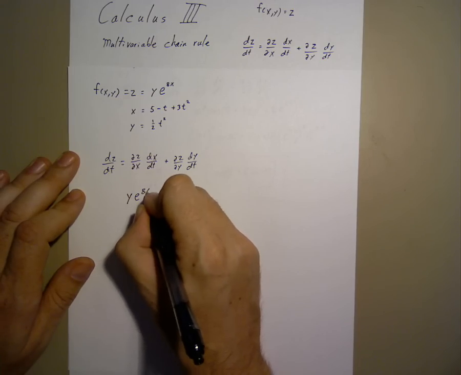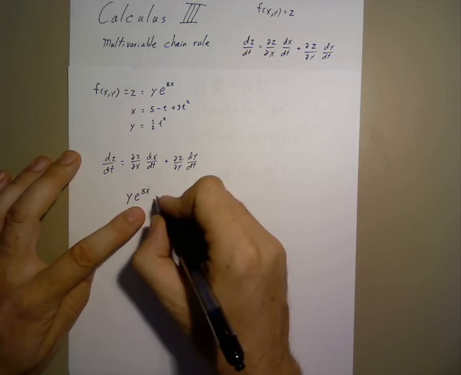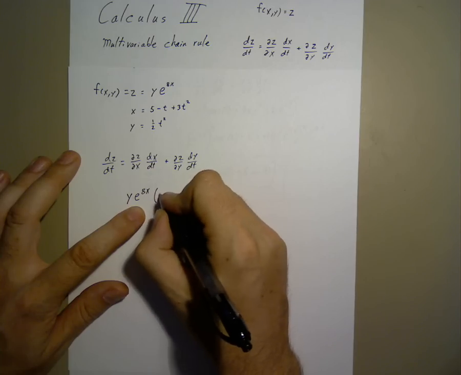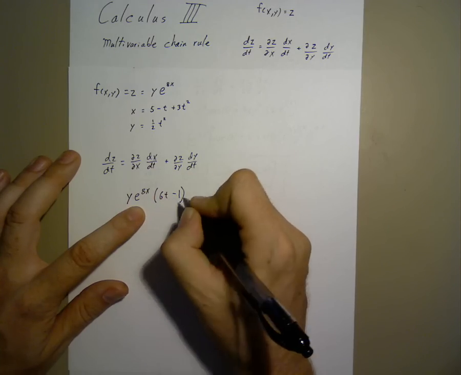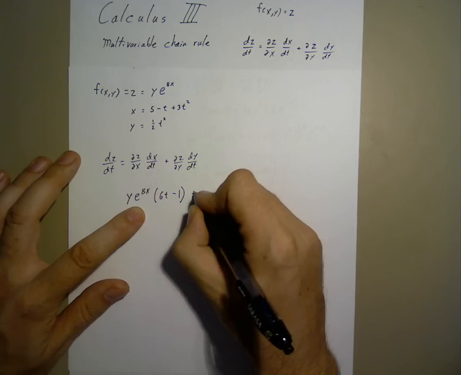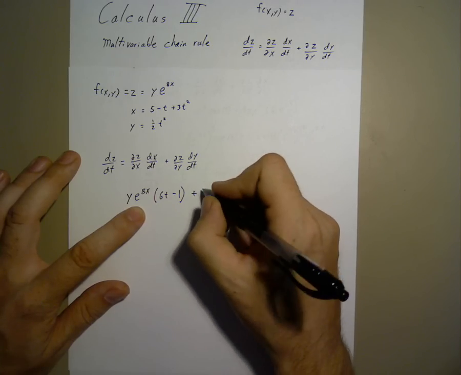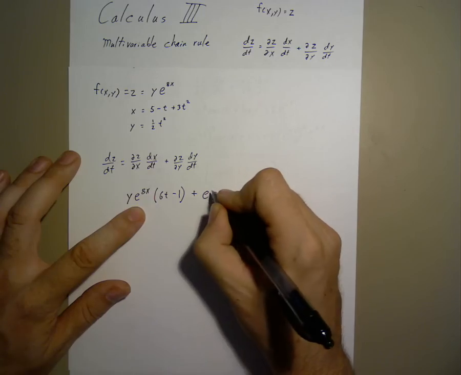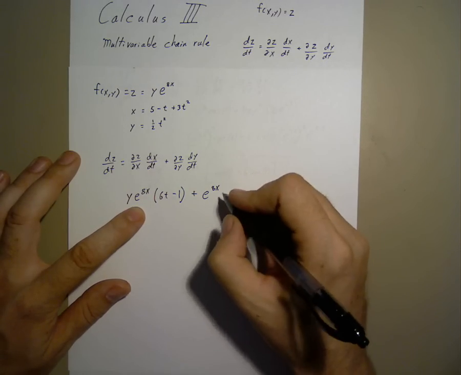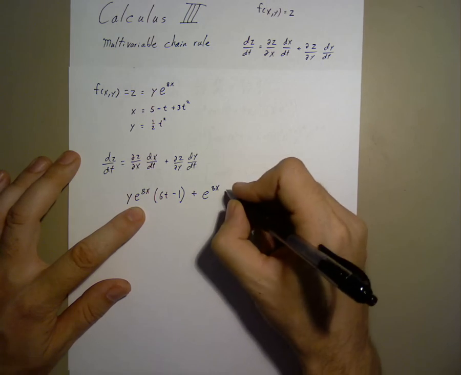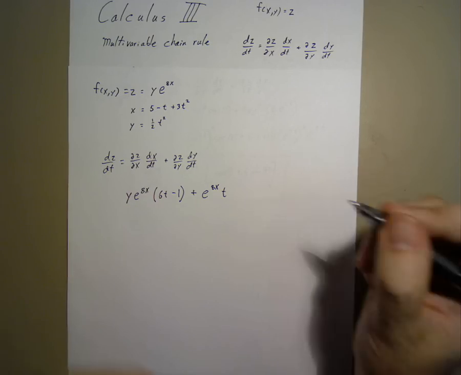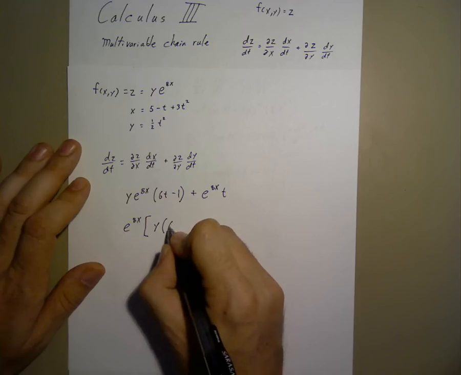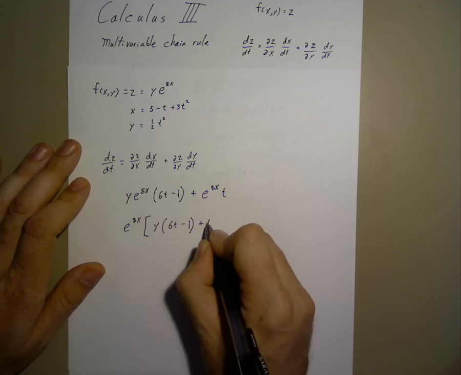y e to the 8x times the time derivative of x, which is 6t minus 1, plus the partial y derivative of z, which means we treat x as a constant. It takes the derivative of y, which gives us e to the 8x. Now the time derivative of y is simply t. We can simplify this as e to the 8x times y, 6t minus 1, plus t.